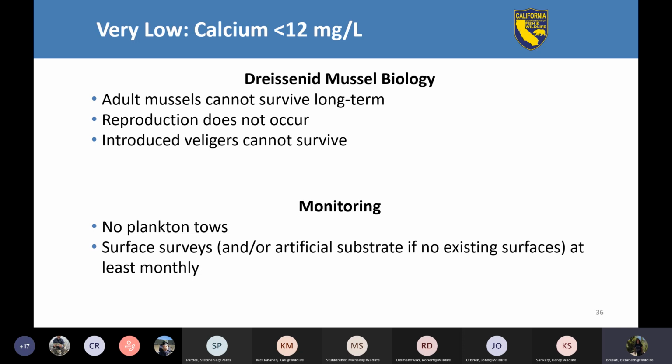It says that any reservoir open to the public must have mussel monitoring and include that as part of a prevention program. So again, for very low calcium, you would be focusing on surface surveys and artificial substrate surveys. And determining how to do these surveys and where to do them within your reservoir is something that our regional scientists can help with. So if you don't know how to go about this, aren't sure where to start, I encourage you to contact your regional scientist and get some advice.